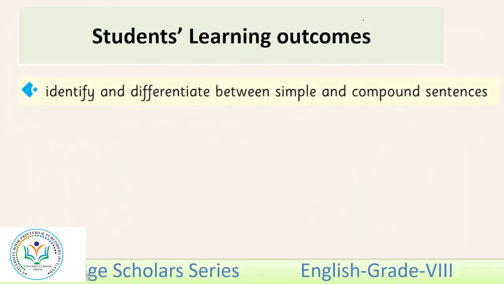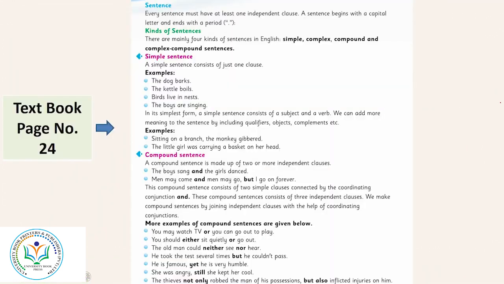Bismillahirrahmanirrahim. The SLOs of this lesson are to identify and differentiate between simple and compound sentences. We have discussed the concept of simple sentences. A simple sentence, which is also called the independent clause, gives you full meaning or thought. Now look at page number 24 of your textbook.